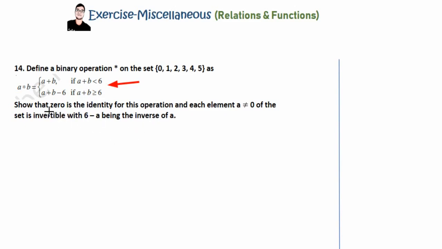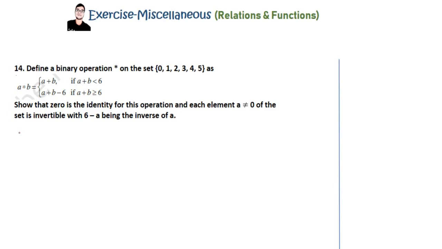We need to show that 0 is the identity for this operation and each element a that is not equal to 0 of this set is invertible, with 6 minus a being the inverse of a. Okay friends, so let us start this. As always, we start with the given data.